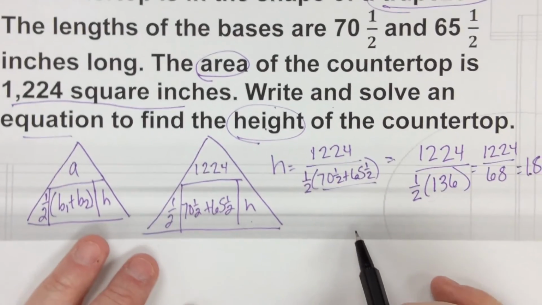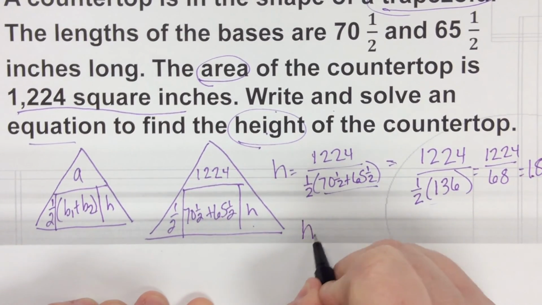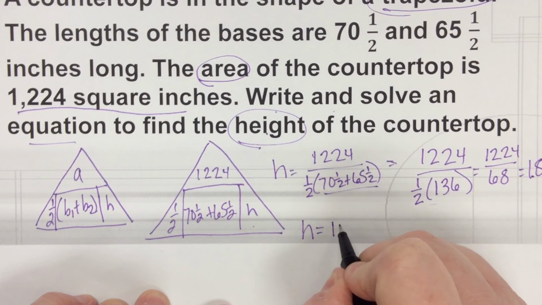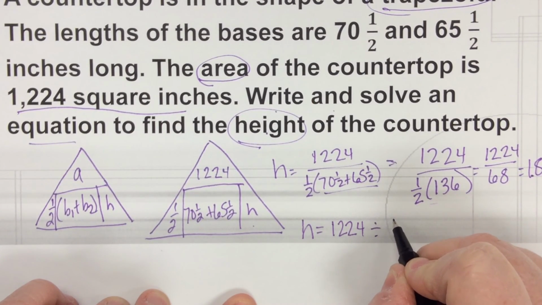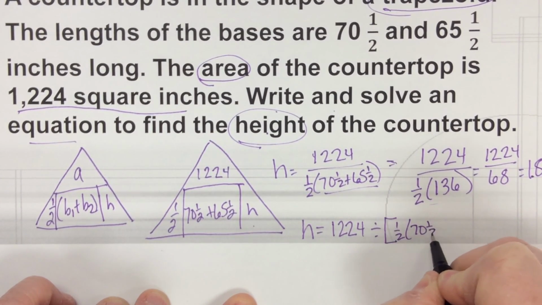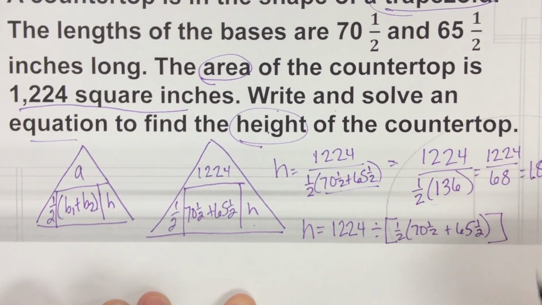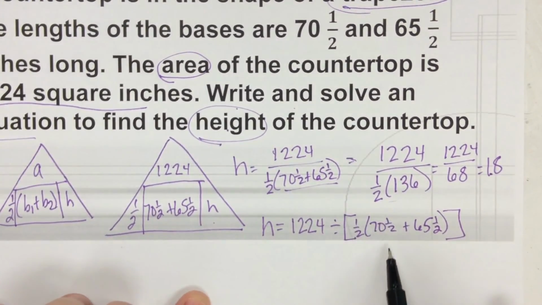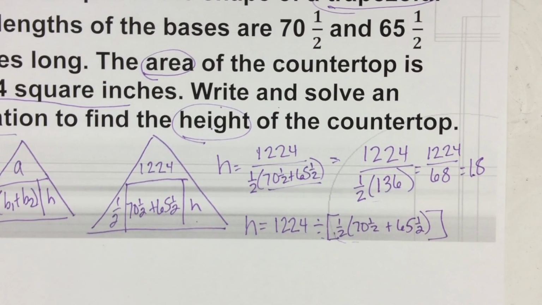Okay, this formula could be written in a few different ways. It could be written as one long equation here. You could say H equals 1,224 divided by 1/2 of 70.5 plus 65.5. It could look like this. There are several different ways it could be written. Okay, just be careful and make sure we can identify which equation is which. Okay. All right, so now you're going to use this and watch do the rest of your problems.